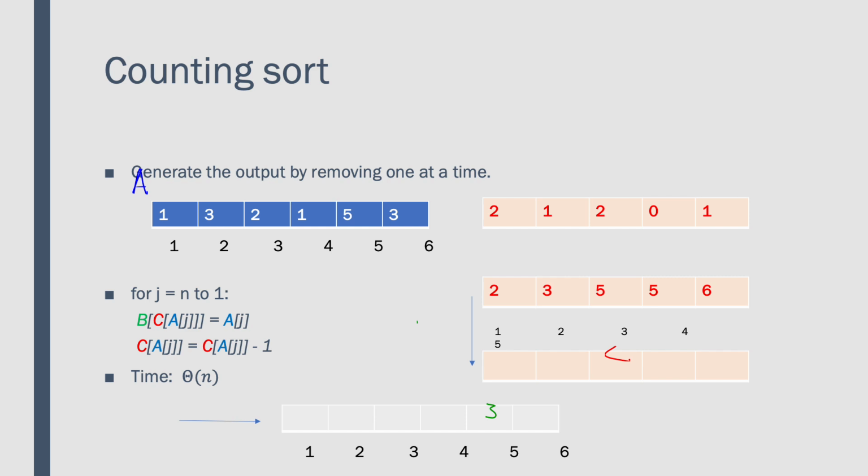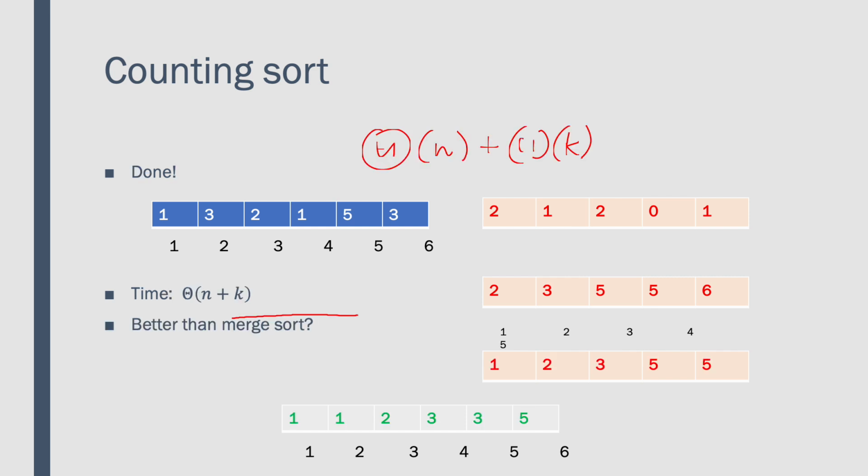Then on next a5, decrease c5 to 5. Then next a4, which is equal to 1, decrease c1 to 1, and then continue this process until all elements are placed. So this is the final sorted output here.